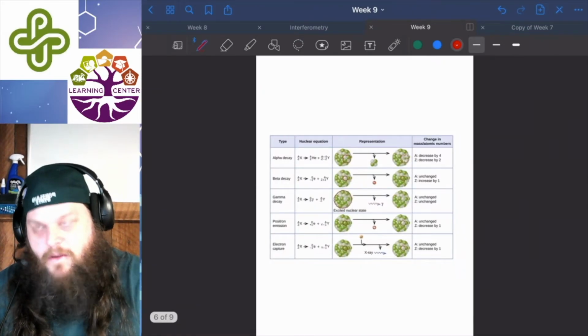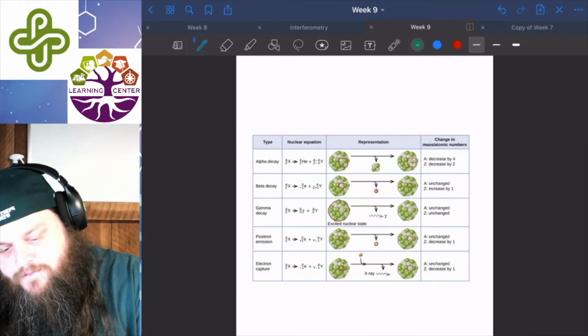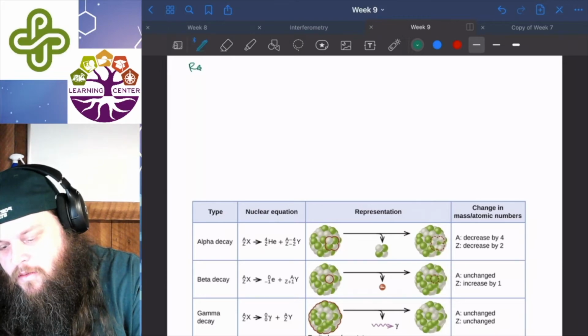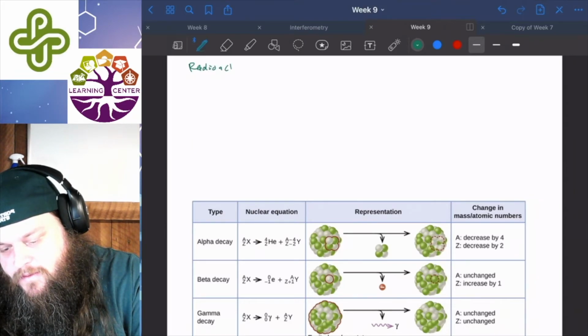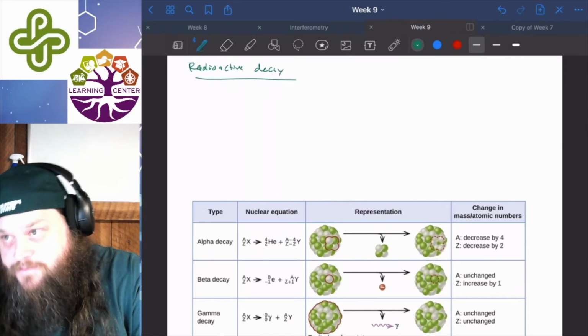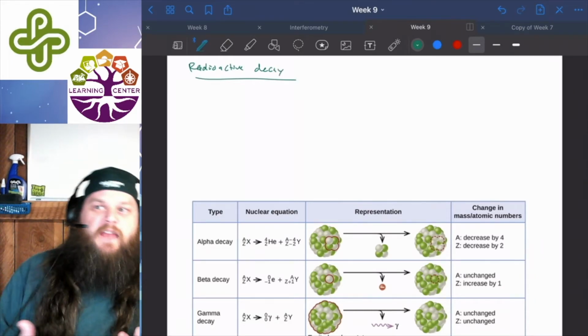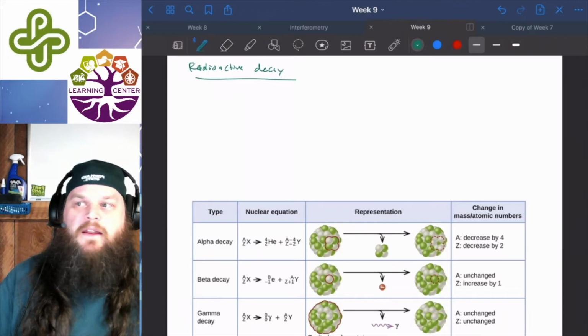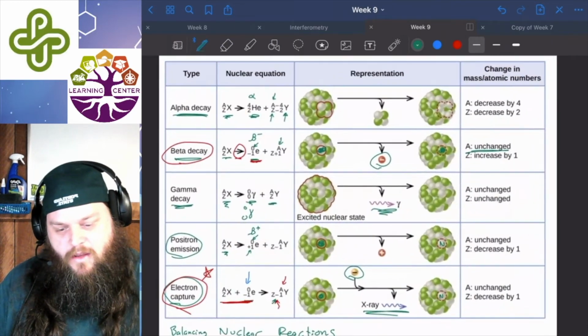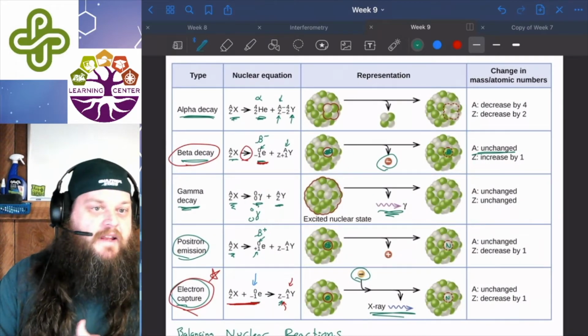So now we can go into radioactive decay. It's a similar process, but radioactive decay is the spontaneous change of an unstable nuclide into another. So these are reactions that happen spontaneously.